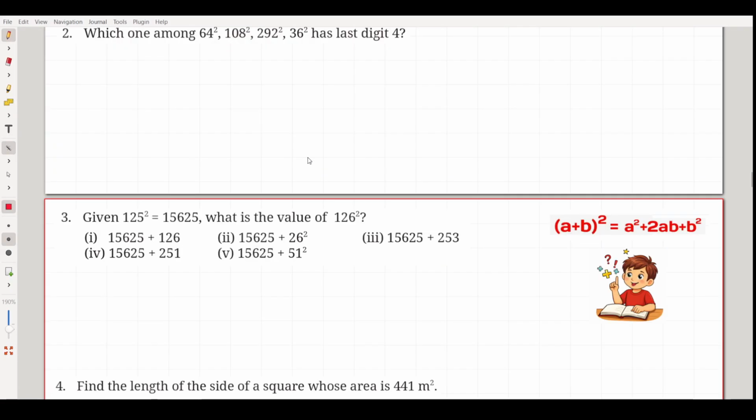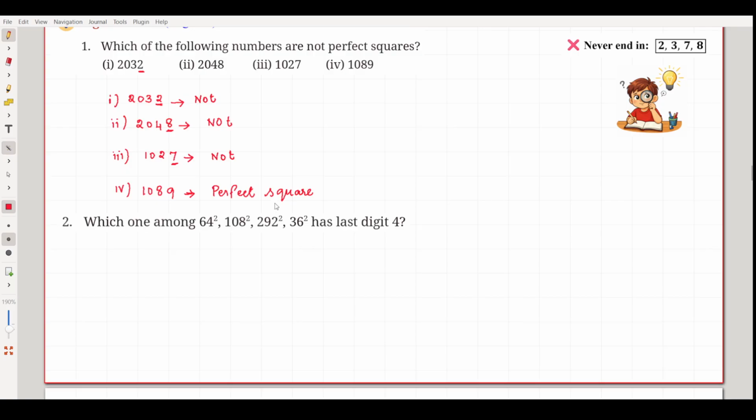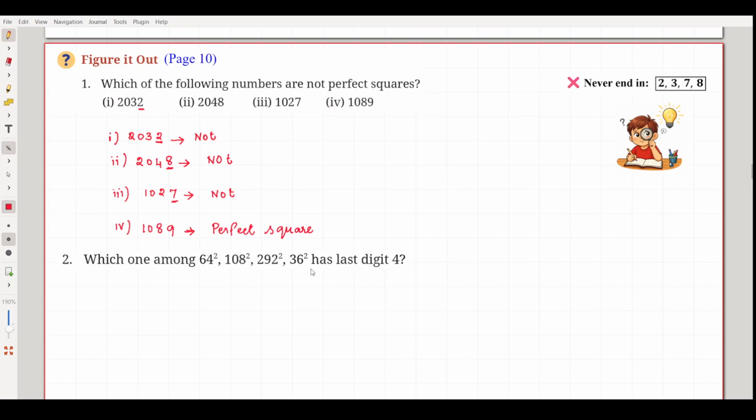Now the second question: which among the following has the last digit 4? That means we no need to find 64 square. 64 into 64, you no need to multiply. Just take the unit digit and then square it. We'll check it out.